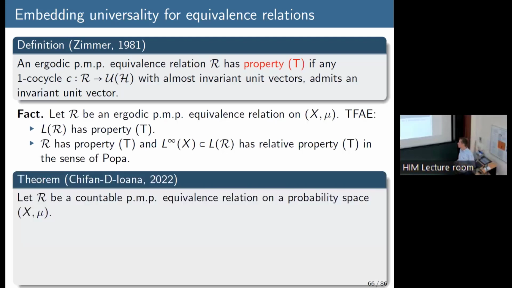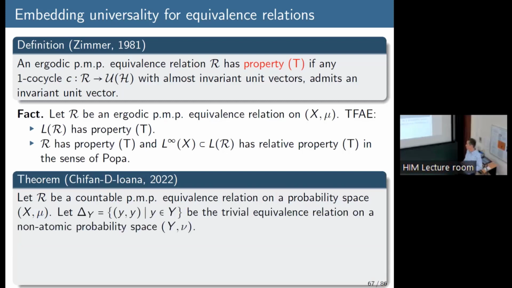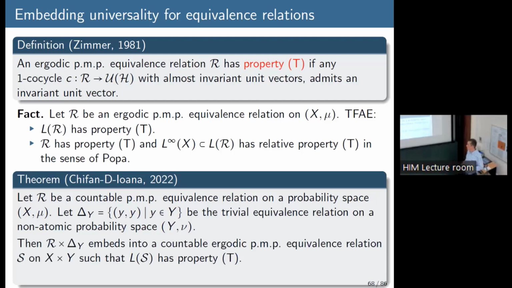And now the result that we have obtained is some sort of analog for equivalence relations, but we have an obstruction. So again, let me start with a countable p.m.p. equivalence relation R on (X, μ). But we also have the trivial equivalence relation, let's say on a non-atomic probability space (Y, ν). So although we cannot show that R embeds into a property T equivalence relation, we can show that the product of R with this trivial equivalence relation will embed into S, with L(S) having property T, and in particular S will have property T.